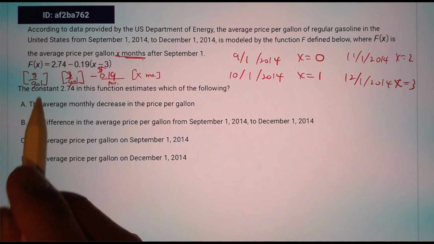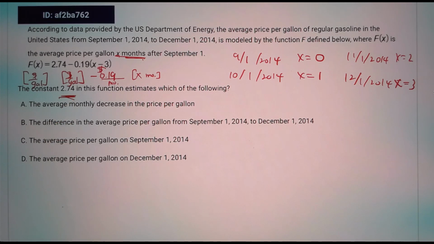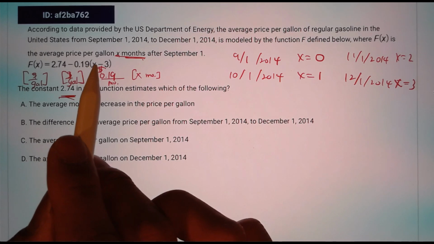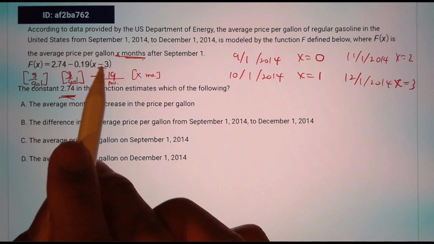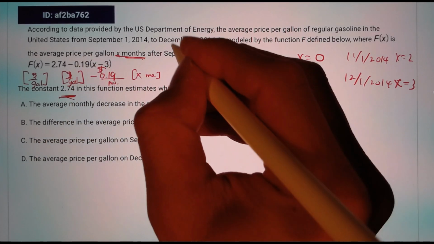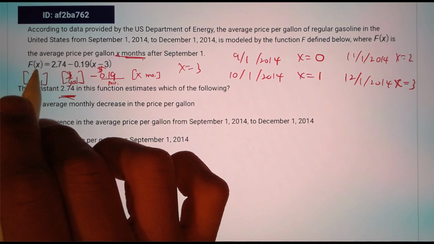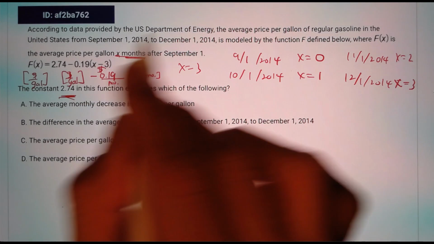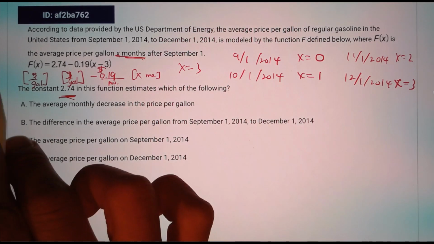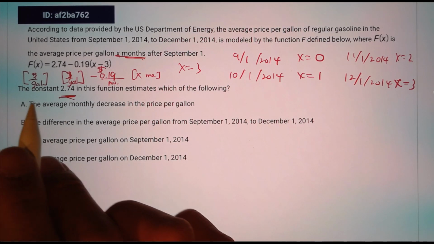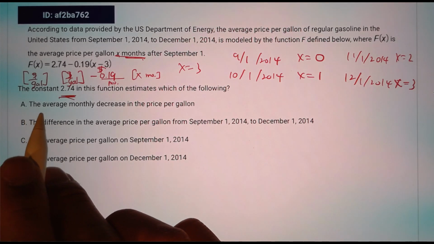Okay, so we're going to just focus on the 2.74 here. The constant 2.74 being the y-intercept in the function, estimates which of the following. So this is easiest to imagine when x equals 3, that makes the entire expression here equal 0. So just think about x equals 3 and how that translates to your f of x, the average price per gallon of regular gasoline. So what does 2.74 mean? Let's look at the answer choices.